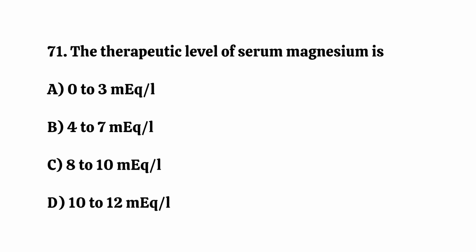Next question, the therapeutic level of serum magnesium is A. 0 to 3 milliequivalent per liter, B. 4 to 7 milliequivalent per liter, C. 8 to 10 milliequivalent per liter, D. 10 to 12 milliequivalent per liter. Answer is option B, 4 to 7 milliequivalent per liter.